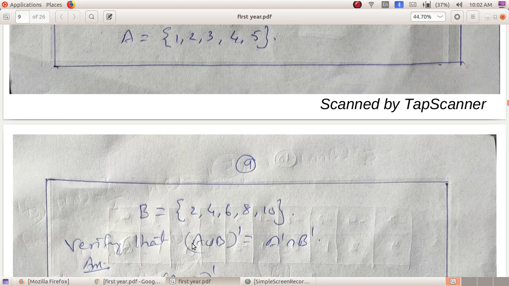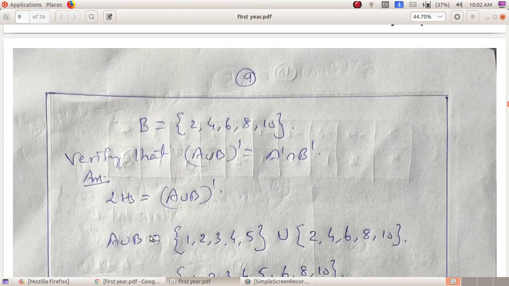(A union B) whole complement is equal to A complement intersection B complement. What is A union B? First you find A union B. A union B means togetherness of A and B, the total of A and B.